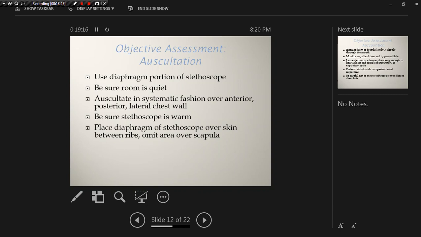You're always using the diaphragm portion of the stethoscope. Make sure it's warm. You're not to be using it over a gown or over clothes. Make sure the room is quiet, that you're not talking, the patient's not talking. Make sure when you do it that you're auscultating in the same system that you're doing as percussion, side to side, top to bottom. Make sure you're in the intercostals, that you're not over the clavicle, over the scapula, or the ribs.